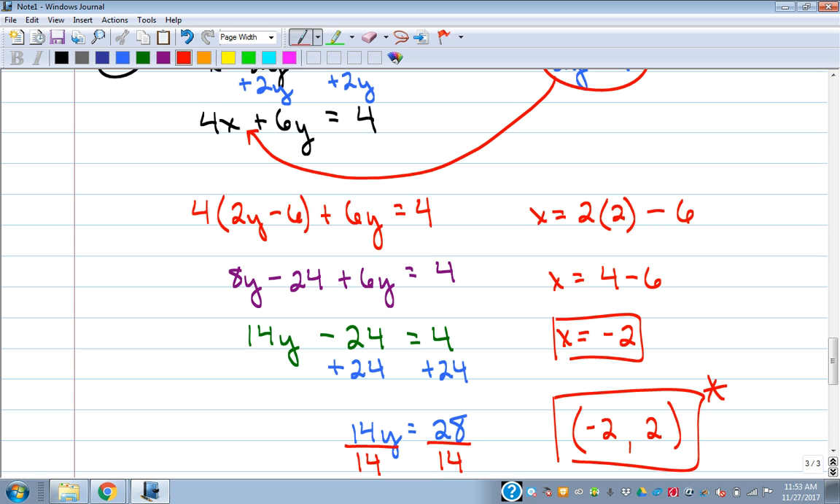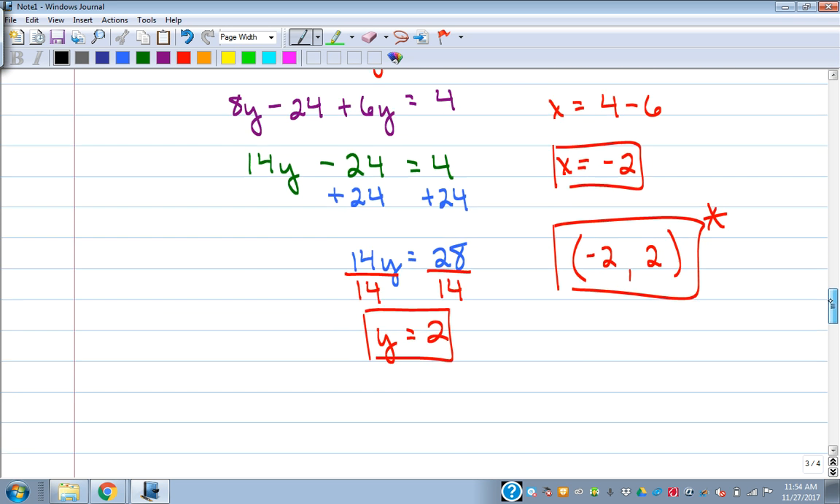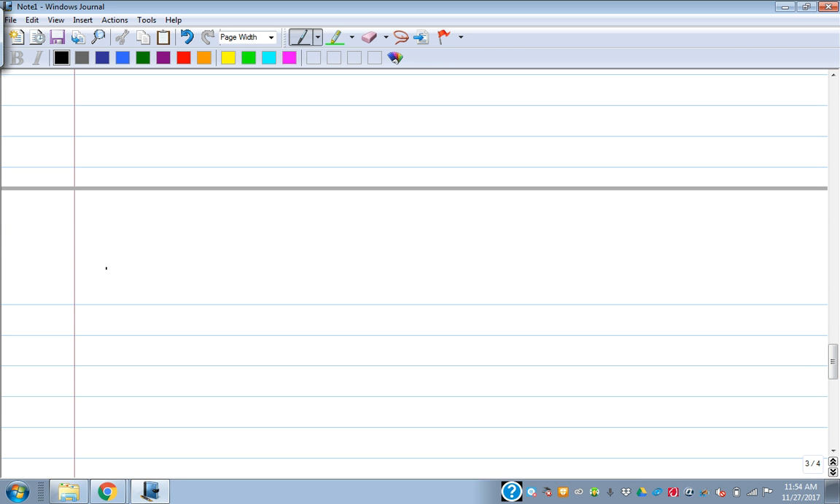Okay, let's look at this one. F. So we have x minus y equals 3, and x plus 2y equals -6.